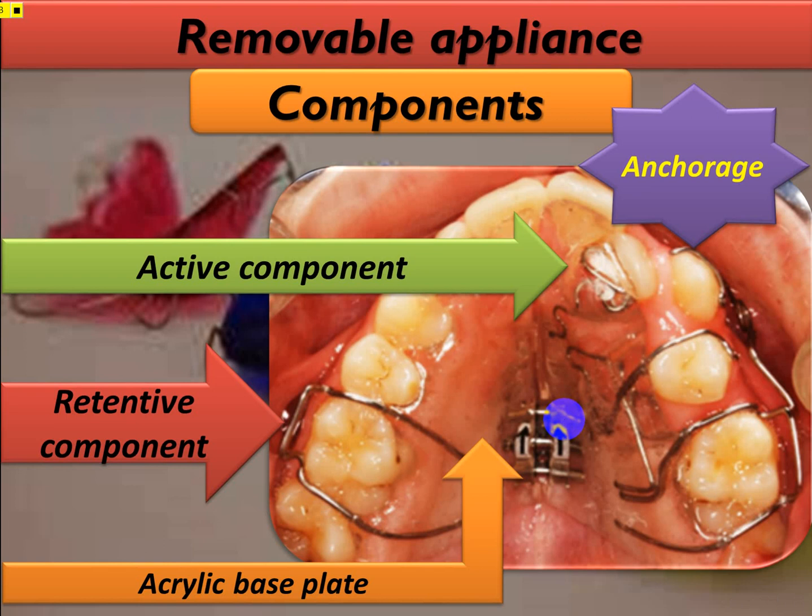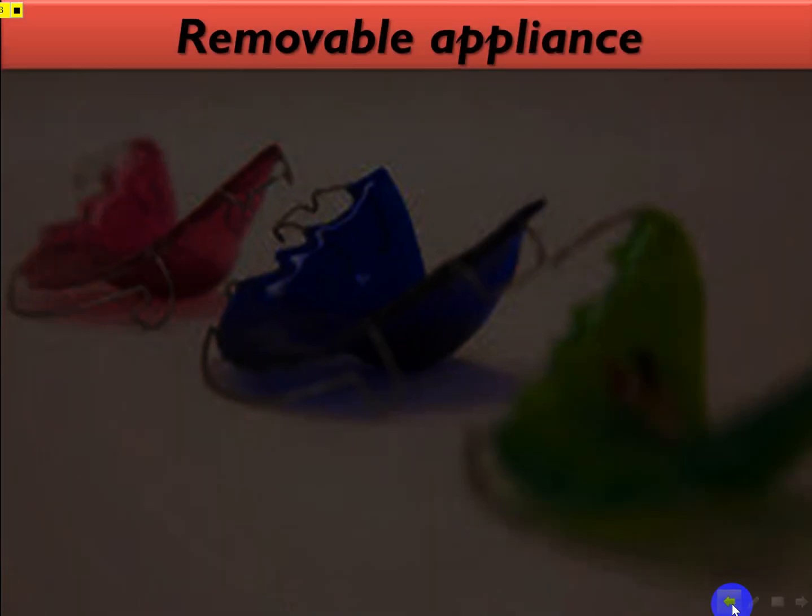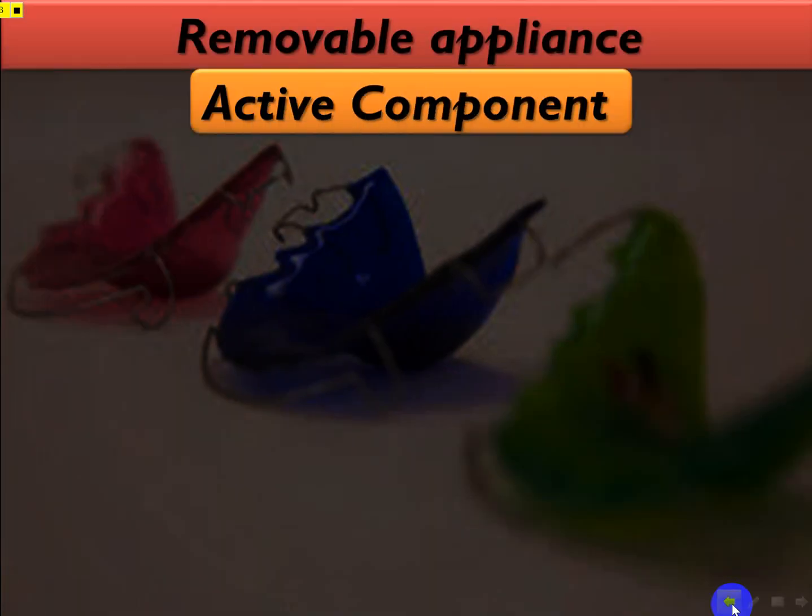So these are the components of a removable appliance generally: active component, retentive component, acrylic base plate, and anchorage. I repeat it because it is a very important subject for you. Today in our lecture, we will talk about the active component, and in the lecture of next week, inshallah, we will talk about the other components, I mean the retentive, acrylic base plate, and the anchorage. But today we are talking only about the active components.